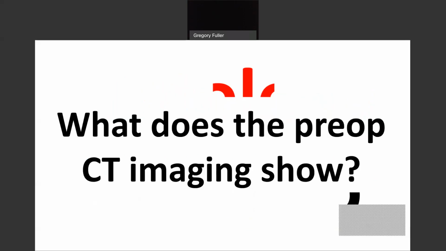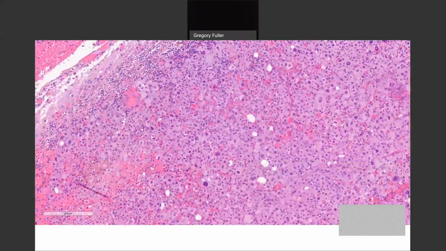All right, here's the question. I'm going to show you a histologic image, an H&E to be specific. This is the question for you. From looking at this one panel, single image, single field, about medium power H&E, what does the pre-op CT imaging show? Got the question? Ready? Let's go. Here's the panel. The question is, what does the pre-op imaging show?